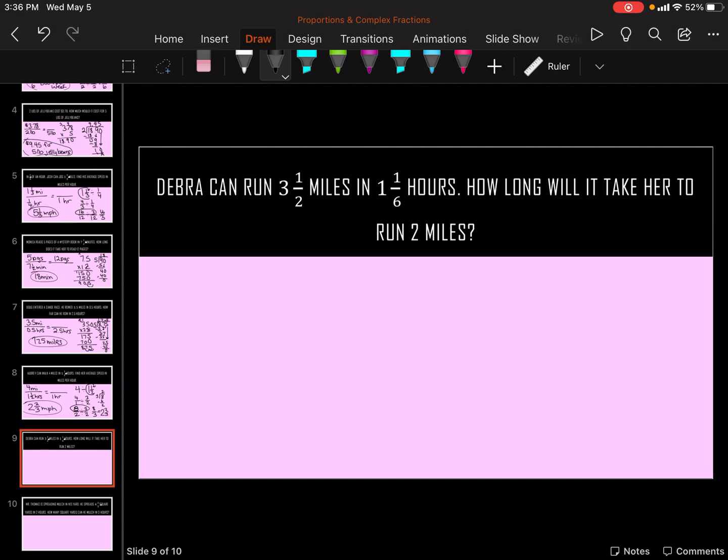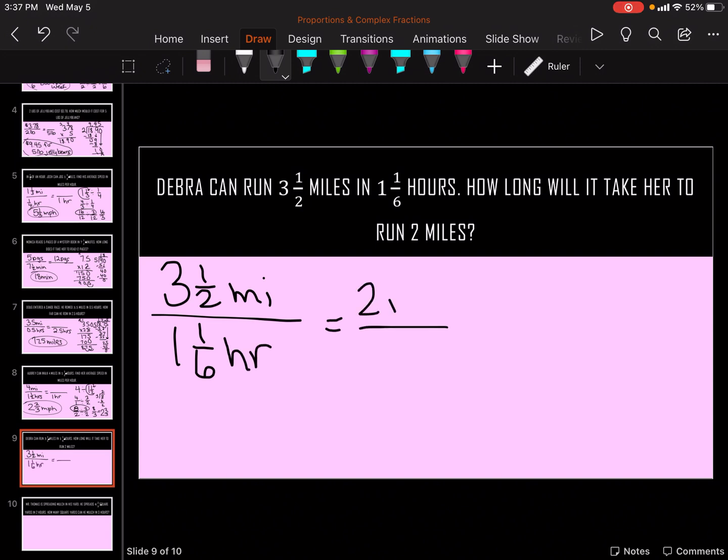Deborah can run 3.5 miles in 1 1/6 hours. How long will it take her to run 2 miles? So 3 1/2 miles in 1 1/6 hours. How long will it take for 2 miles? Notice I put the 2 on the top. It does matter. Miles and miles.